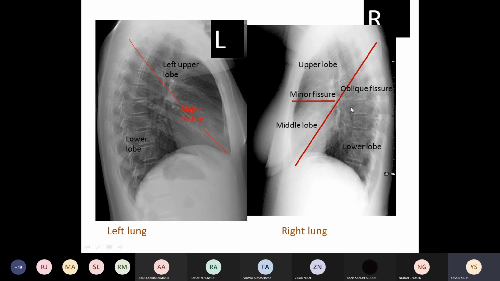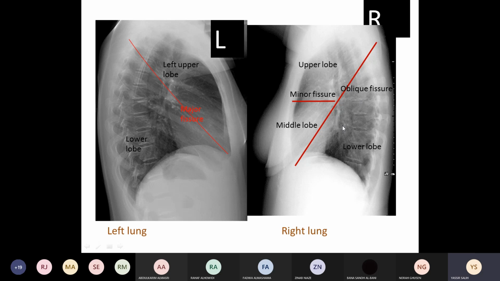On the right lung, the right lower lobe is situated behind, or posterior to, the oblique fissure. So if there is any lesion in this area posterior to this oblique fissure, this is posterior and this is anterior. Notice this is anterior, this is the sternum, and this is the spine. So this is the oblique fissure. Posterior to the oblique fissure is the right lower lobe.